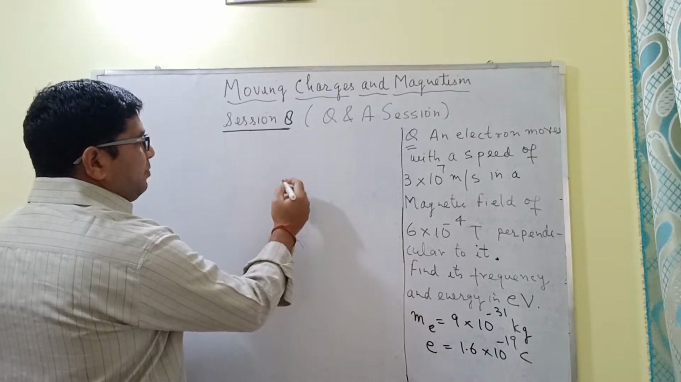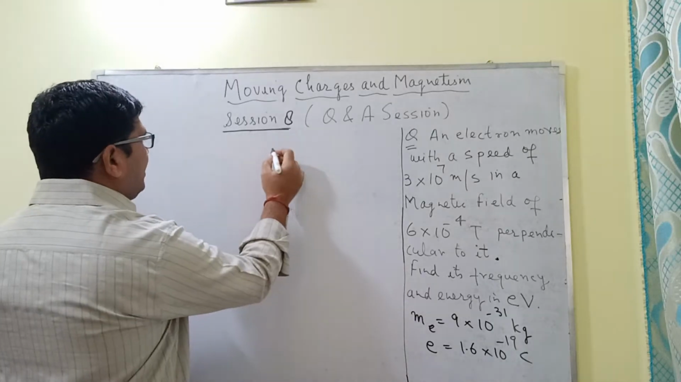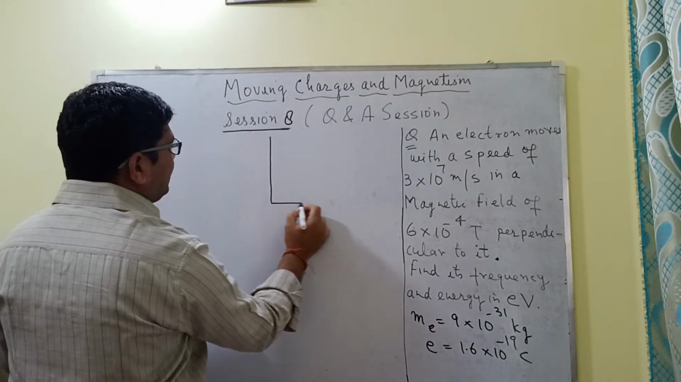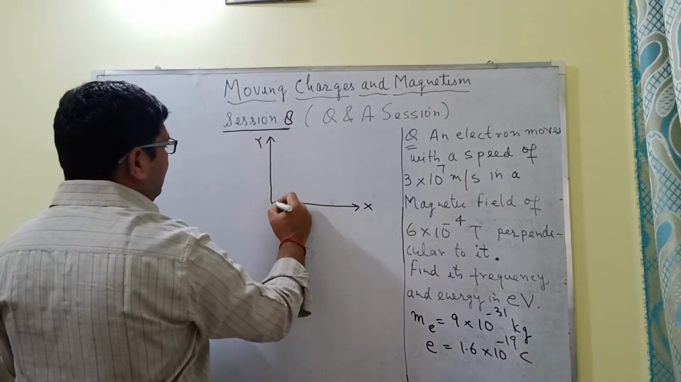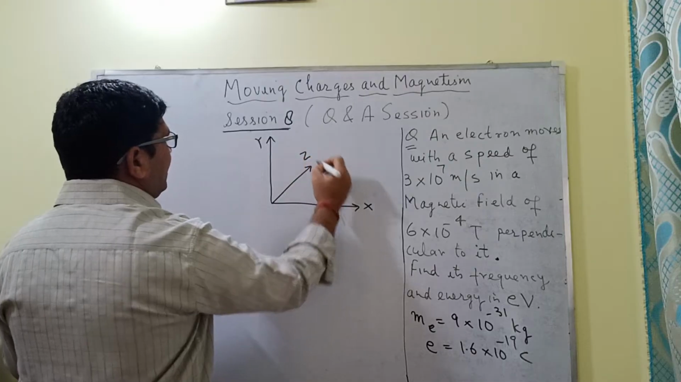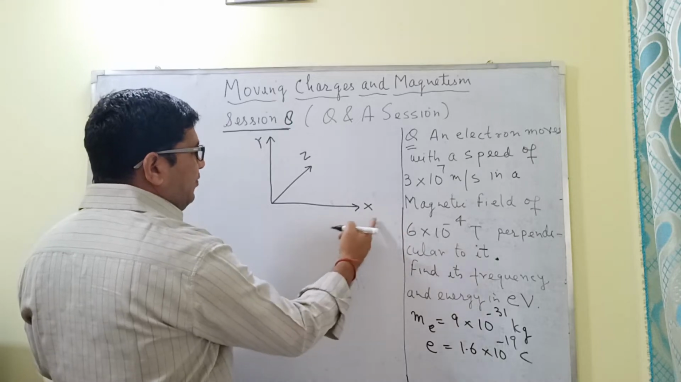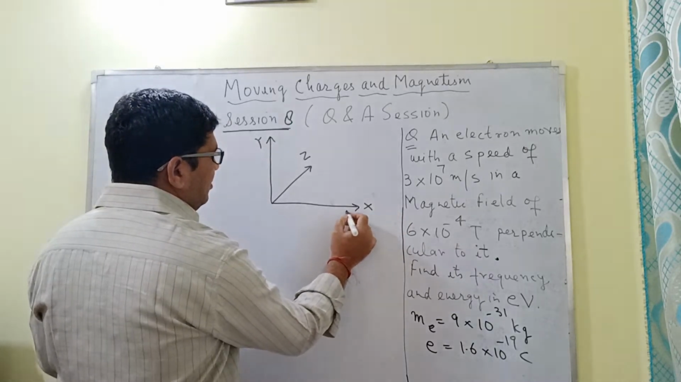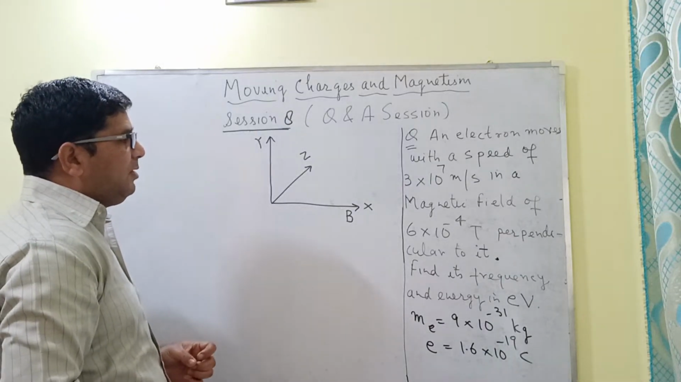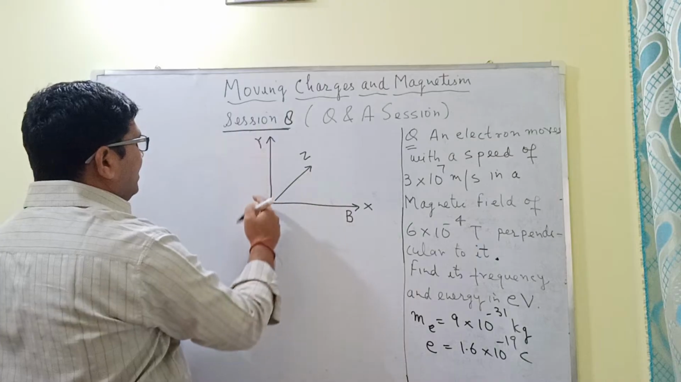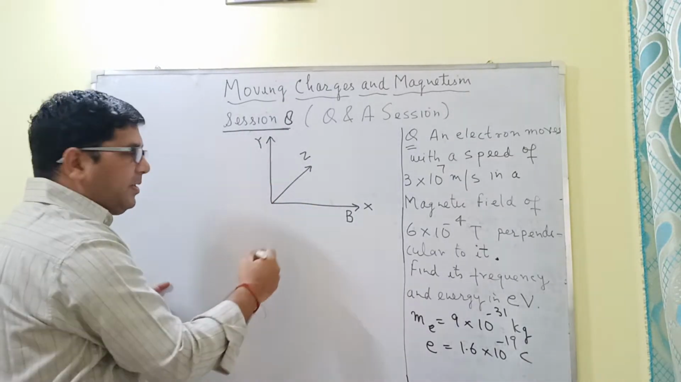An electron is moving with a speed of 3 into 10 to the power 7 meter per second in a magnetic field which is perpendicular to it. So let us try to solve this question with the help of this Cartesian frame of reference, which consists of x, y and z axes. This is the z axis. Now let us consider that the magnetic field is along this x direction. Since the electron is moving in a magnetic field which is perpendicular to it, let us consider that this electron is moving along the y direction, because x and y are perpendicular to each other.